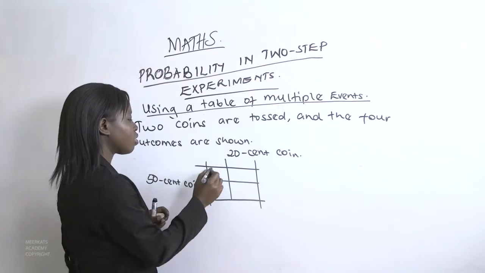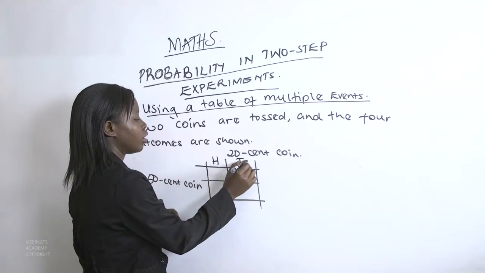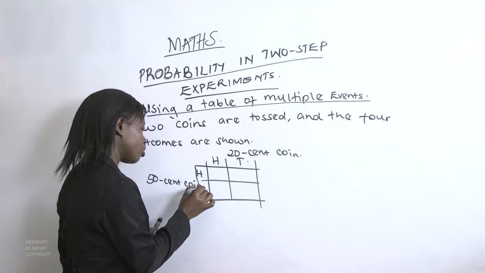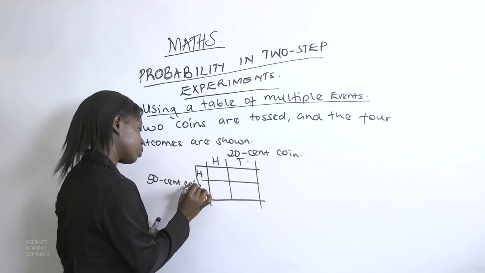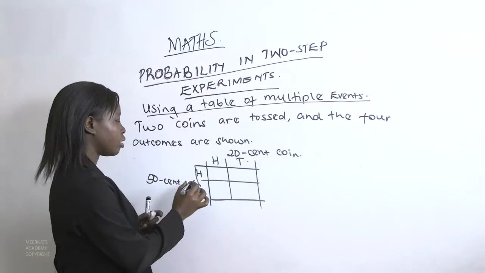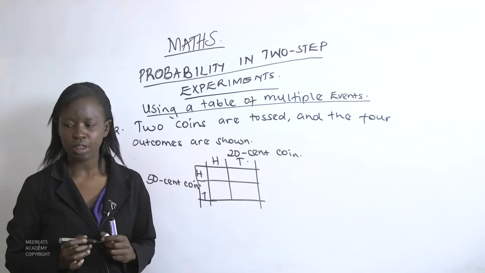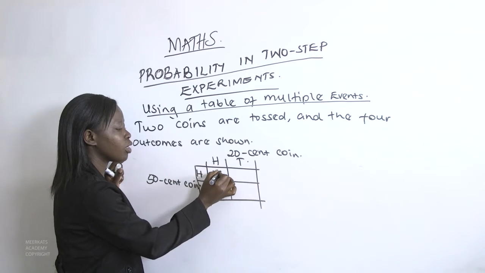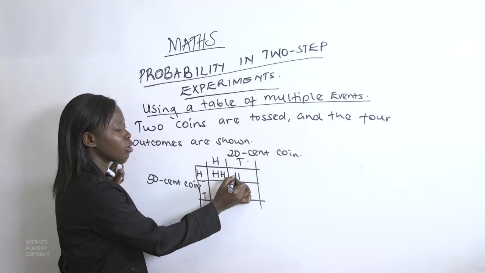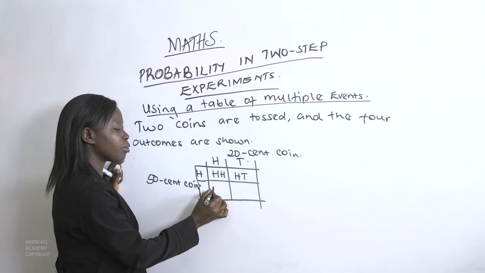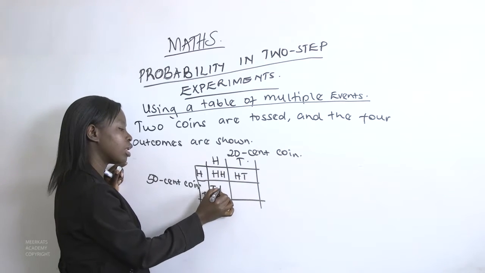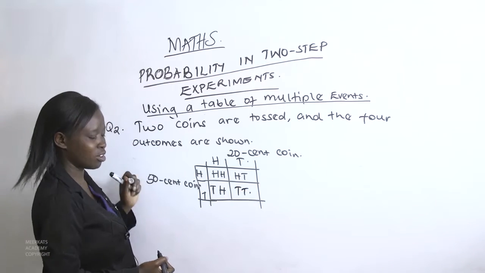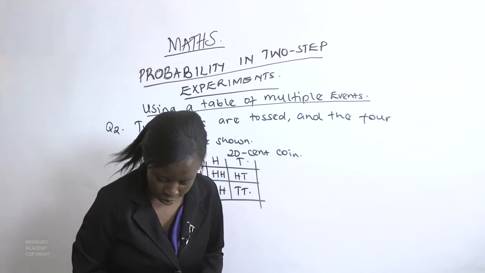So we have a 20-cent coin and a 50-cent coin that are being tossed. The outcomes are as follows. There is a possibility that the two will show the head. There is a possibility that one will show head and the other one tail. There is a possibility that the one will show tail and the other one head. Then there is a possibility of all of them showing the tail. The questions are as follows.